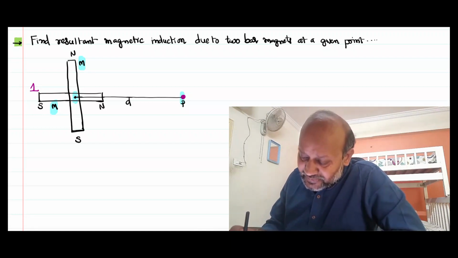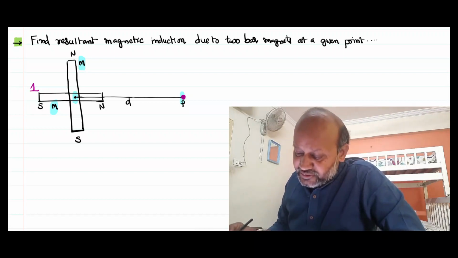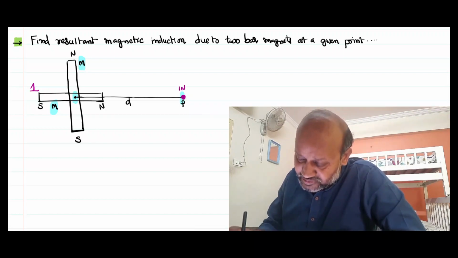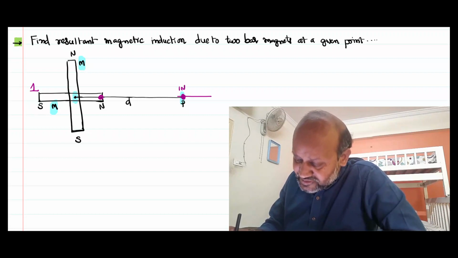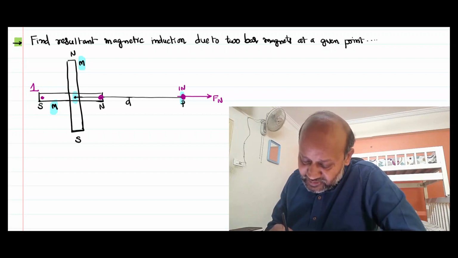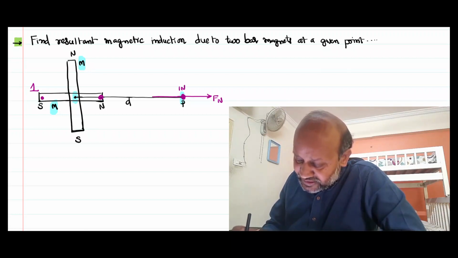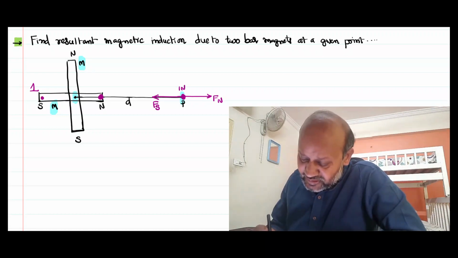At this point, we want the magnetic induction. Therefore, you shall imagine a unit north pole there. On this unit north pole, the north pole of the first magnet applies a repulsive force, that is due to the north pole. On this unit north pole, this south pole applies a force of attraction. But as the north pole is close to this point, F north, the force due to the north pole, is greater than the force due to the south pole.